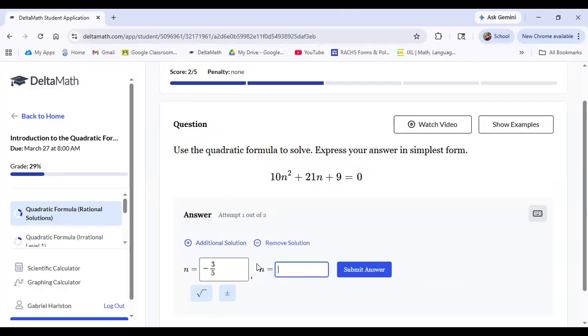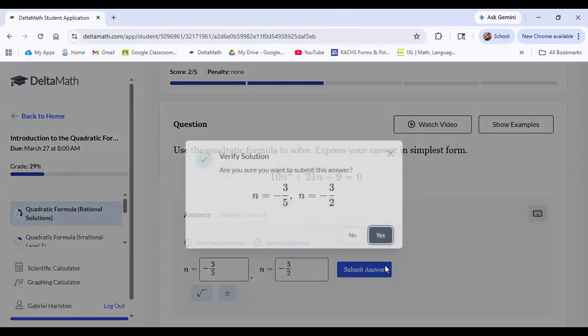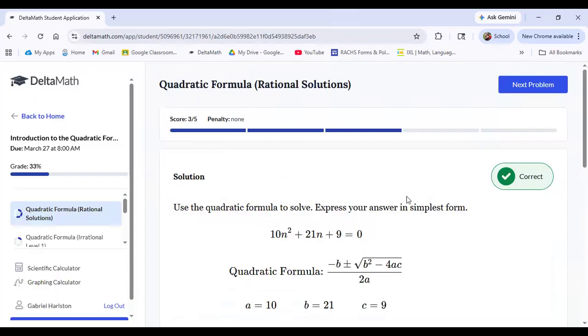And then we had another one. It was -3/2. And then let's submit and see what we get here. It says nice job. All right. So that's what you guys should be doing.